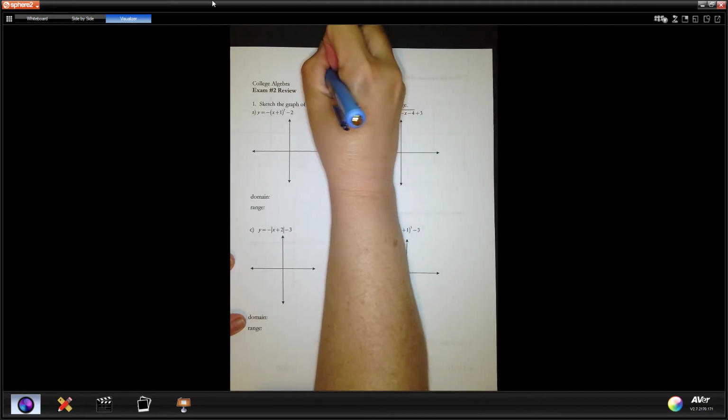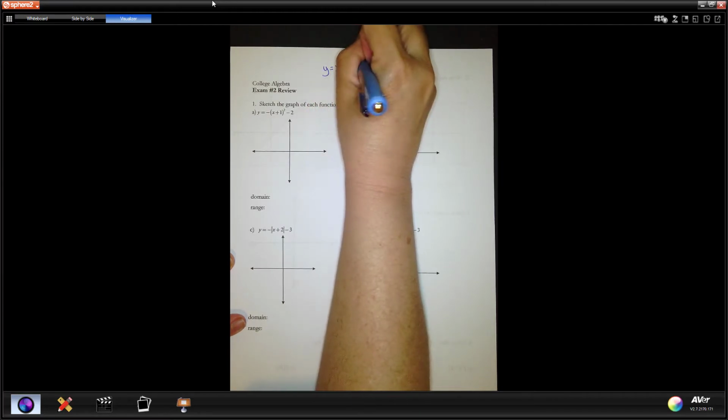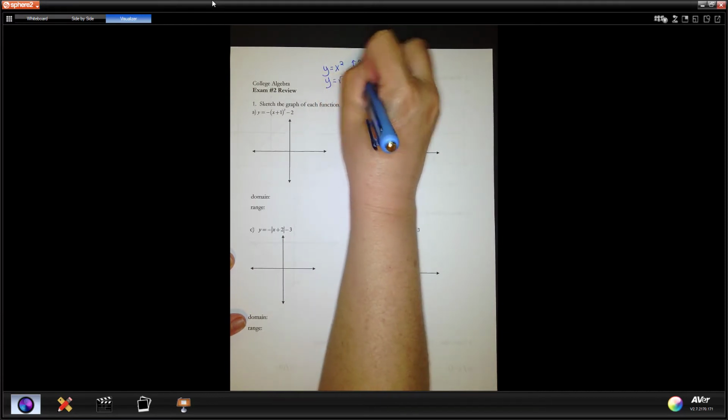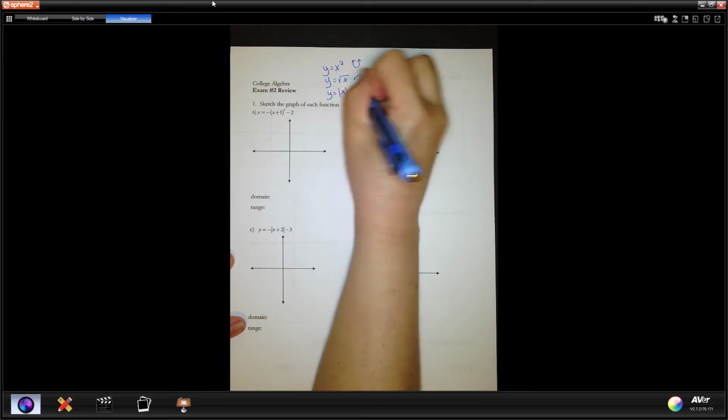We had our function y equals x squared, which was our quadratic. We had y equals the square root of x, which is a square root function and looked like a little Nike swoosh. We had y equals the absolute value of x, which looked like a nice little V. And finally, y equals x cubed, which looked like a little squiggle like so. There's an example of each and every one of those here.